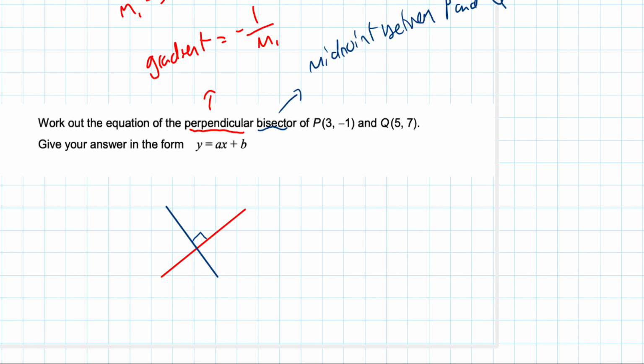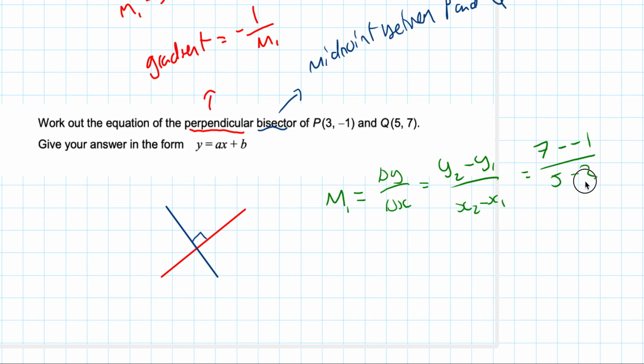First of all, let's find the gradient, so find the perpendicular part. To find the gradient, we say m1 is equal to change in y over change in x, which is equal to y2 minus y1 over x2 minus x1. We'll take P as point 1, x1, y1, and we'll take Q as point 2, x2, y2. So we plug this in, so it's going to be 7 minus 1 divided by 5 minus 3. So that's equal to 7 plus 1, which is 8, over 5 minus 3, which is 2. So that's equal to 4.